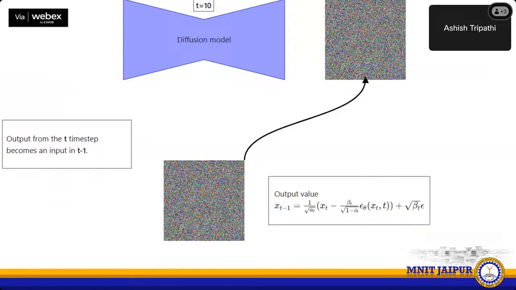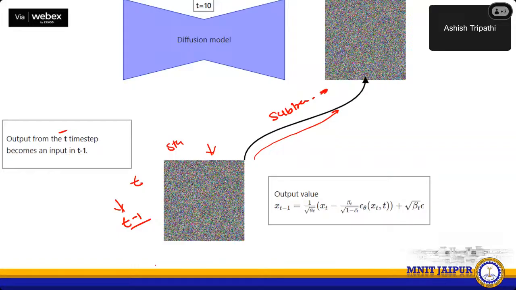So again, the output from timestamp t will become input for timestamp t minus 1. This is quite clear. For example, in the fifth iteration, my reverse process has predicted this image. Now it will become input for the upcoming iterations. In the next iteration, again my model is going to predict some noise, and it is going to subtract this noise from this one to get the new image.